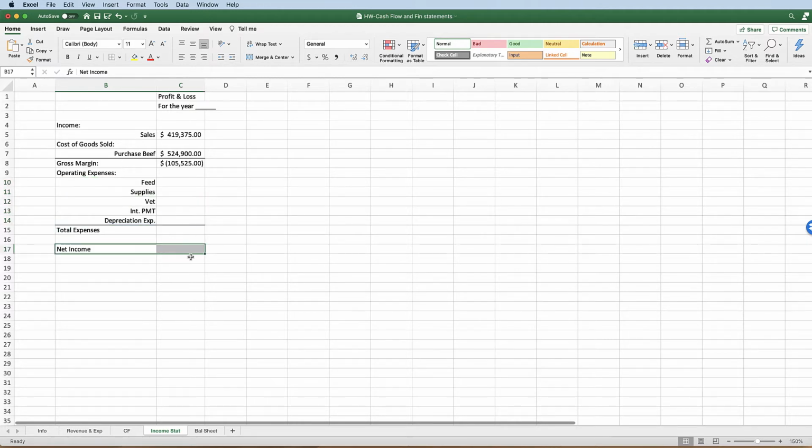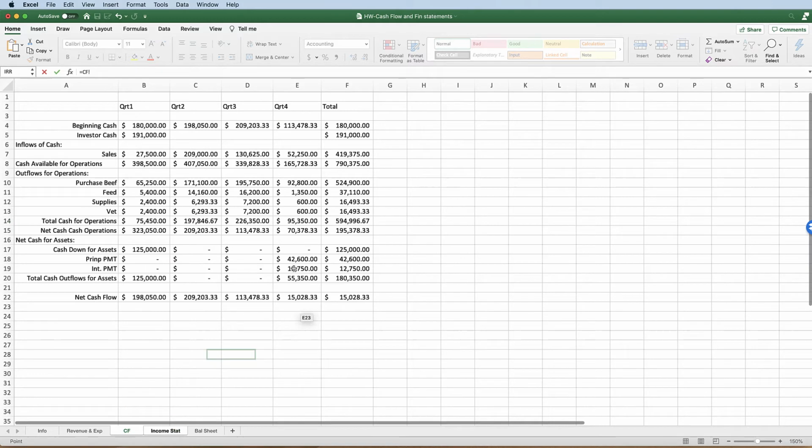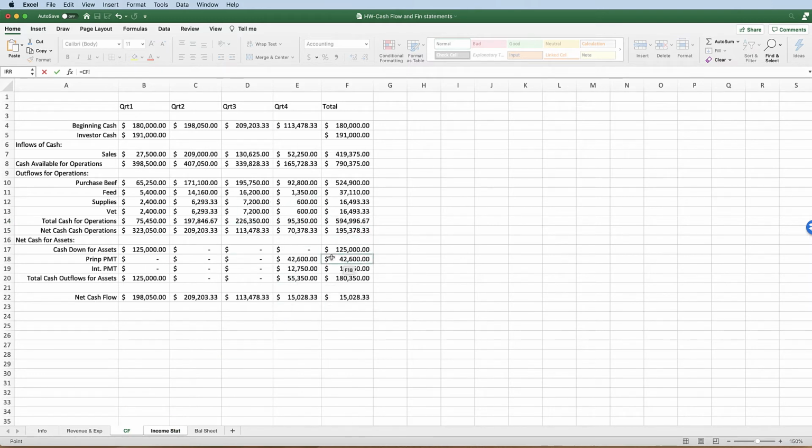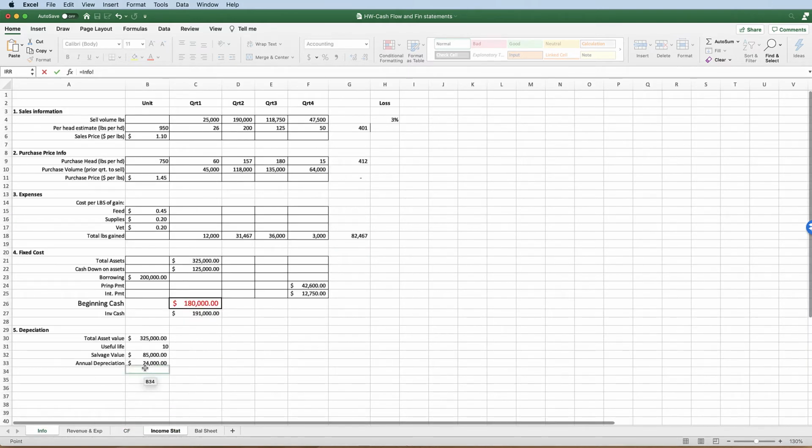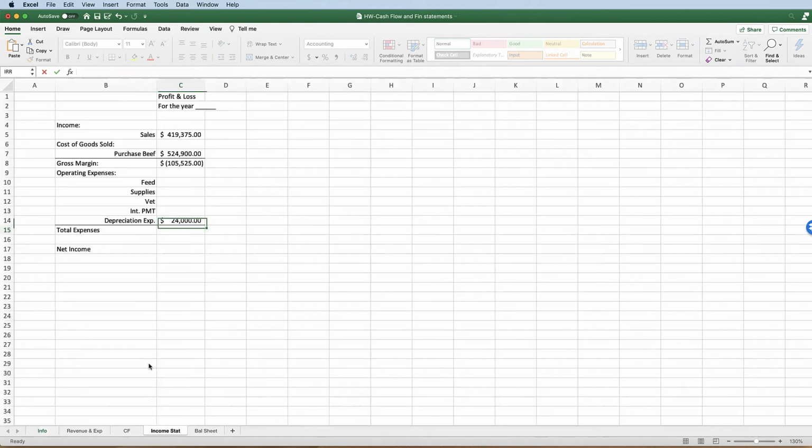At the very end, you'll get net income, and then you'll get the bottom line. These are other expenses. There's depreciation right there. You would simply press equals. Now, that's not part of your cash flow. Depreciation's non-cash. So we've got to jump back to the info, and that number is right there, annual depreciation. That's how you'd bring that over. You're going to bring all of those over, and you're going to get the net income.